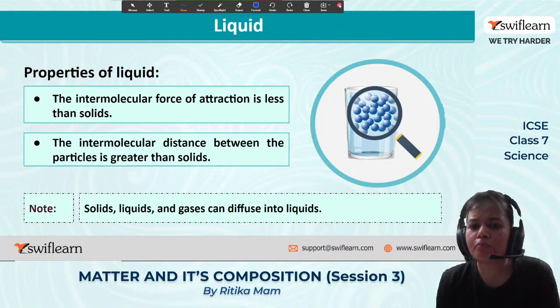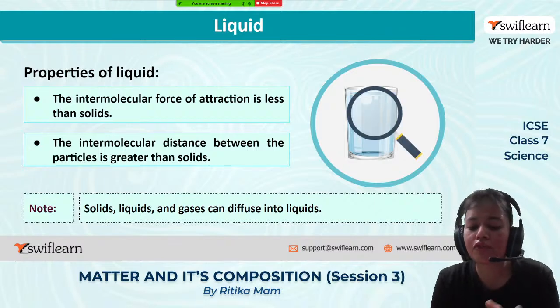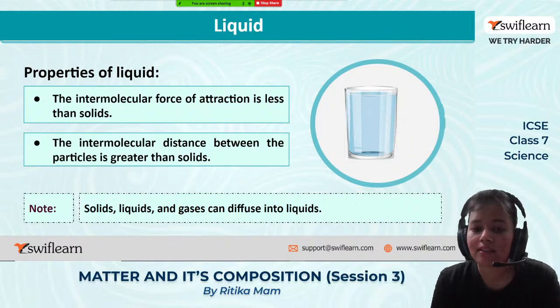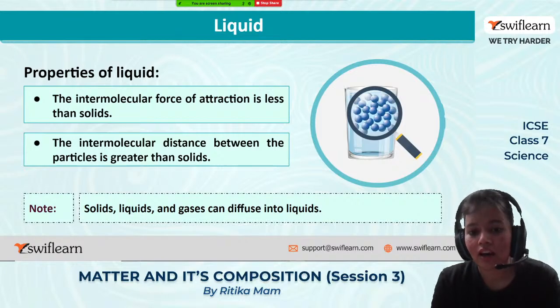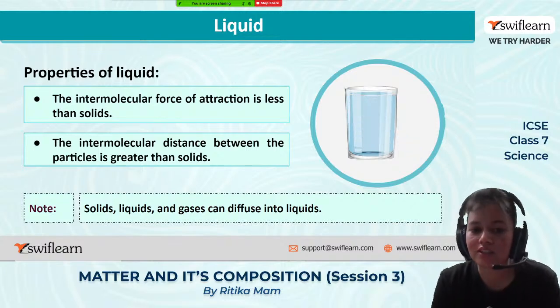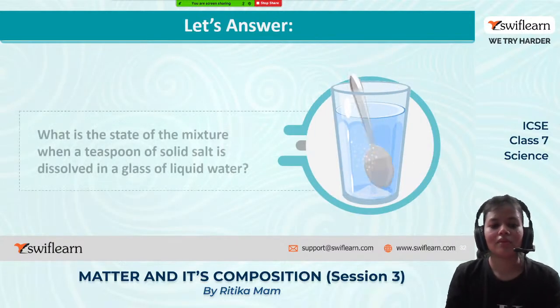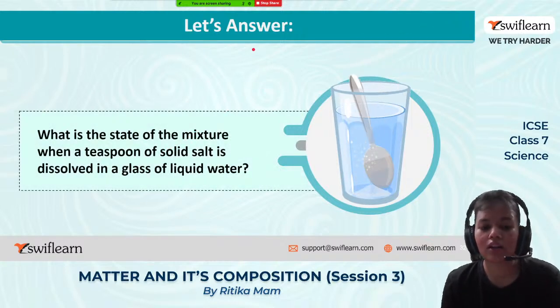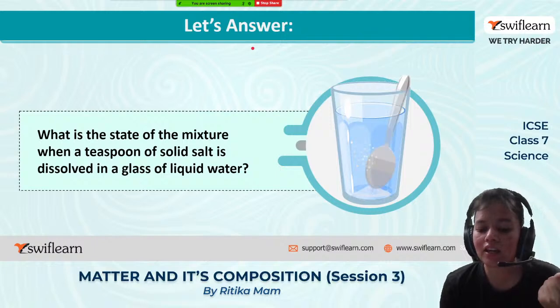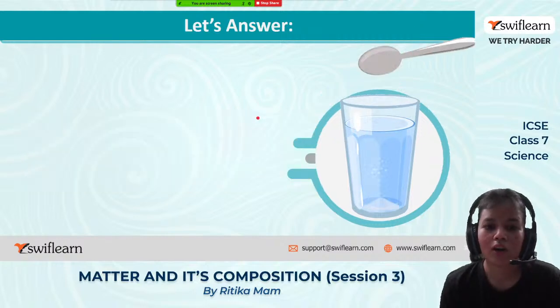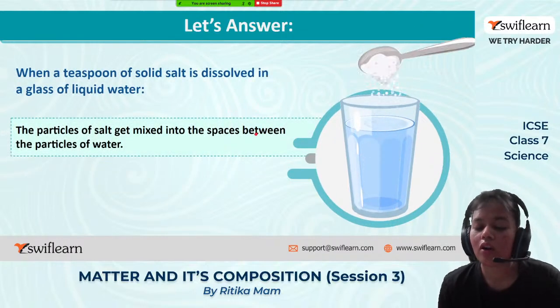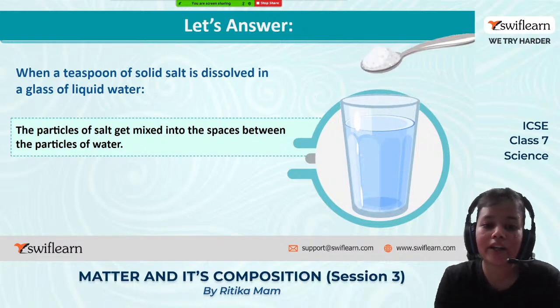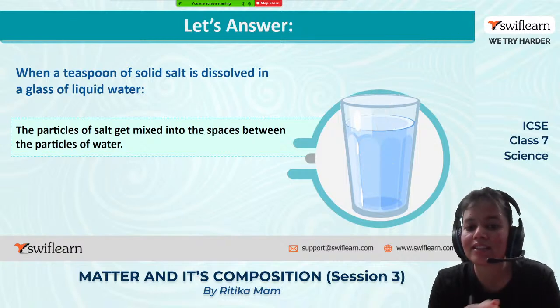Okay, so how to prove that gases can be dissolved or diffused into liquids? The fishes, they don't come up again and again for air, they take in the oxygen which is dissolved into water, which is liquid. Okay, now see, what is the state of mixture when a teaspoon of solid salt, if we take a spoon of solid salt and we dissolve it into a glass of liquid water, what will happen? The salt will get mixed. And how? Because I told you that liquid is having some interparticle spaces between them.